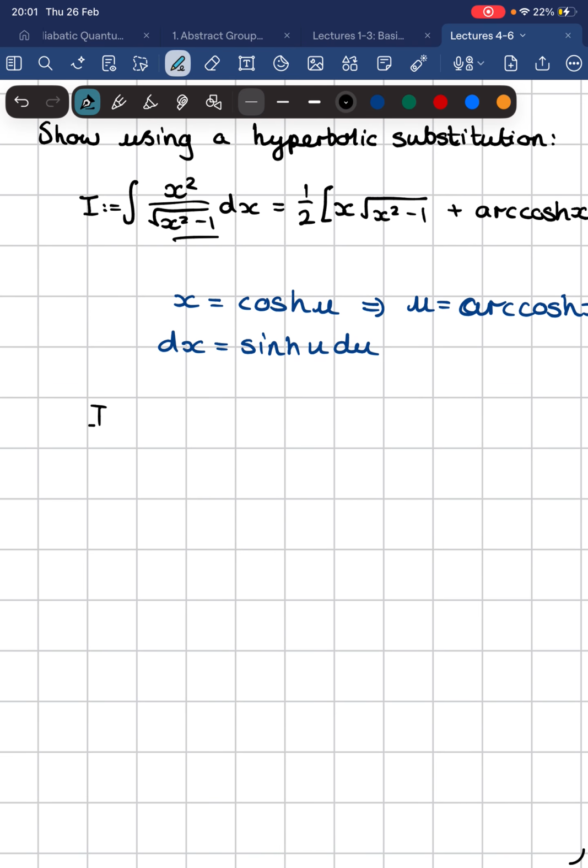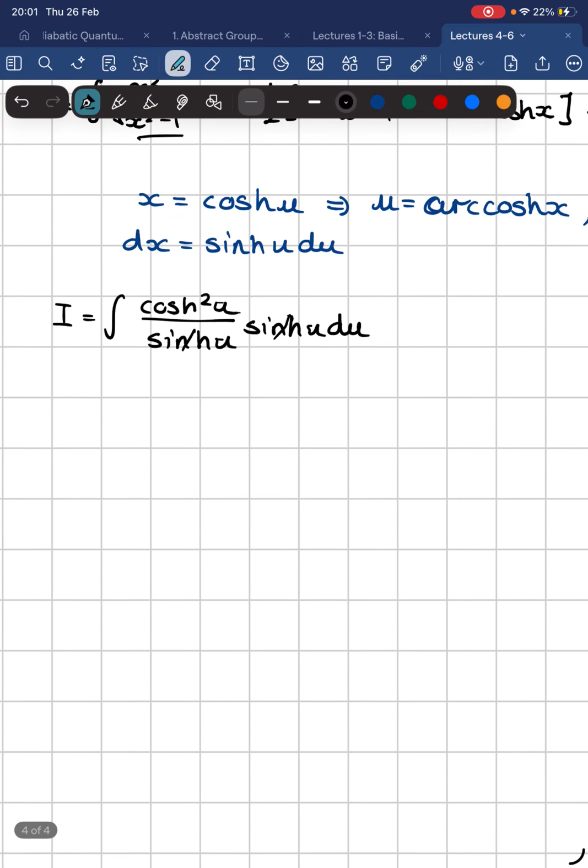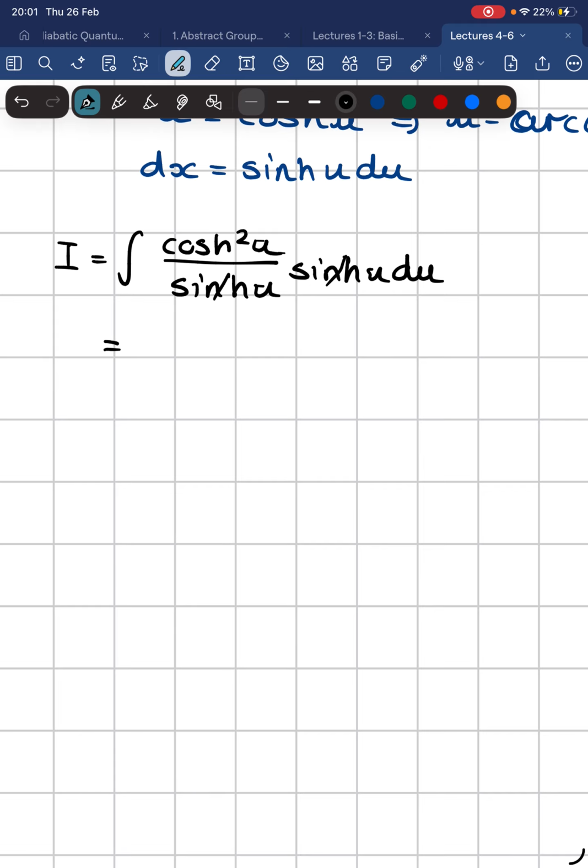So I have I is equal to this thing here. Let me plug in my substitutions. I'm clearly going to get cosh squared u. The thing at the bottom is sinh u, and then I've got my sinh u for my dx. So those cancel, because we're not doing analysis, we don't need to worry about holes or zeros or anything in this. So I'm left with the integral of cosh squared u du. Okay, so how do we proceed from here?